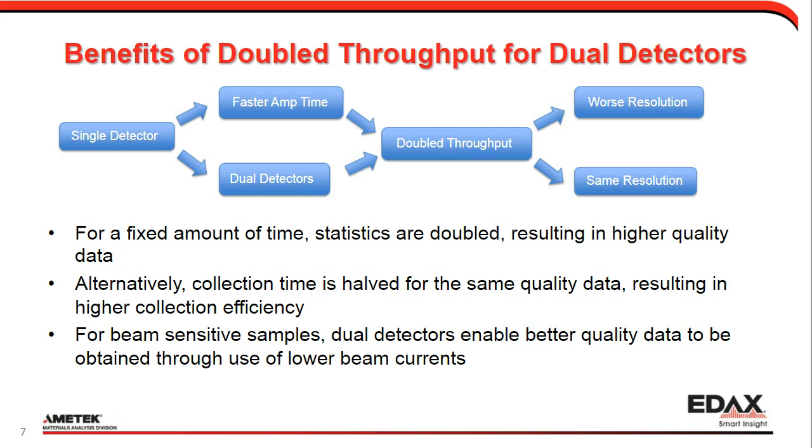By using dual detectors, alternatively, you can reduce the collection time by 50% to get the same quality data, which means a more efficient data collection. For those samples that cannot tolerate high beam currents, dual detectors enable better quality data to be obtained through use of lower beam currents.